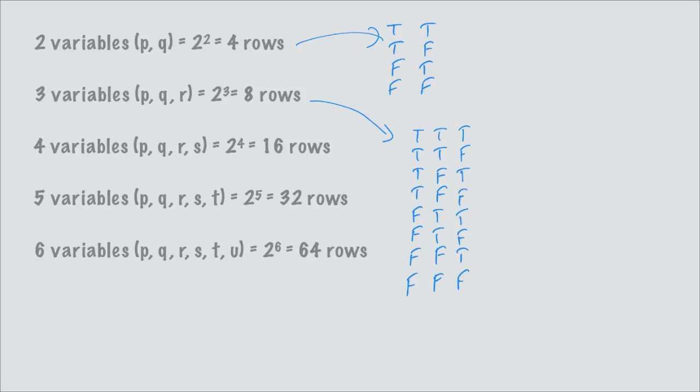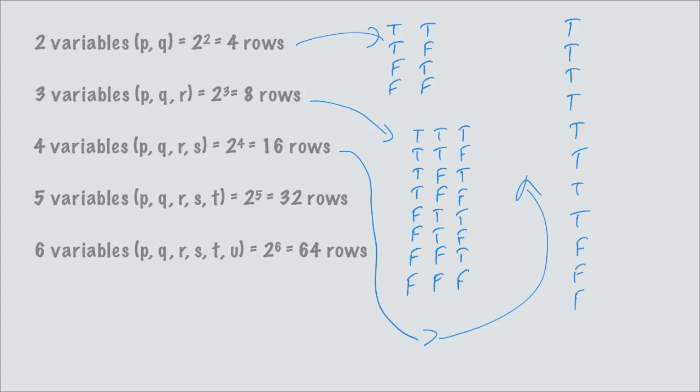The minute I get to 4 separate variables, now I've got 16. In this case, I can't even write this on here because now I'd have 8 trues, 1, 2, 3, 4, 5, 6, 7, 8, and 8 falses. You can see that this immediately becomes difficult to do. And if I end up with 5 or 6 separate variables, it goes even crazier. The number of rows grows exponentially.